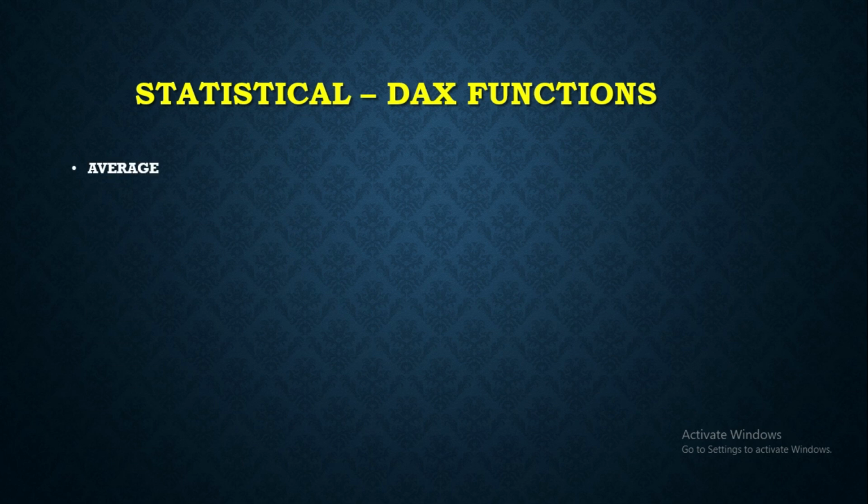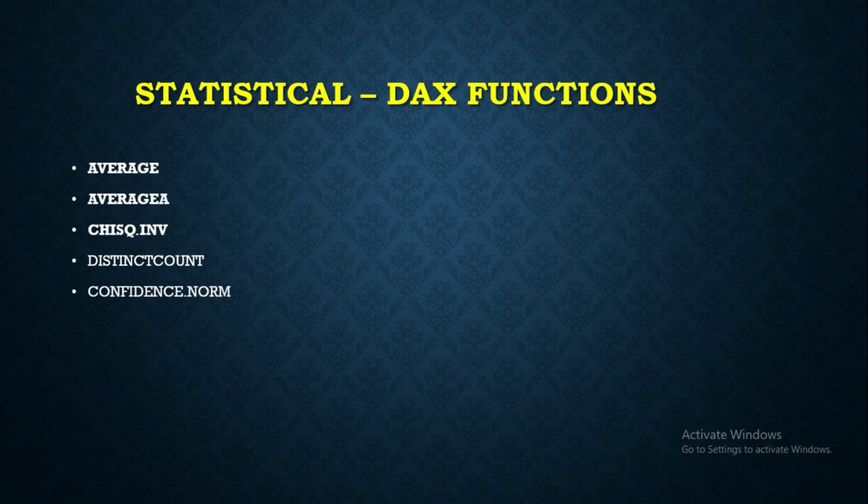We have already discussed the average DAX function, the average A DAX function, the chi-square inverse function, the distinct count function, and the difference between making a distinct count in Power BI and the distinct DAX function. Today in this video we are going to discuss another important DAX function, which is the Confidence.Norm function. How this function is useful and how we can implement it in our day-to-day life, we are going to discuss in detail in this video.